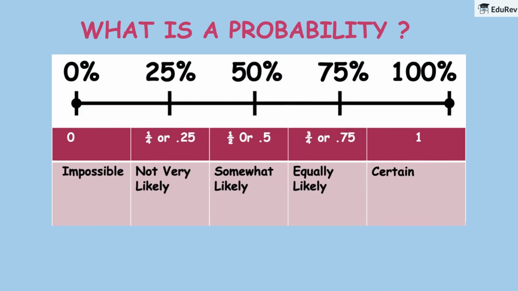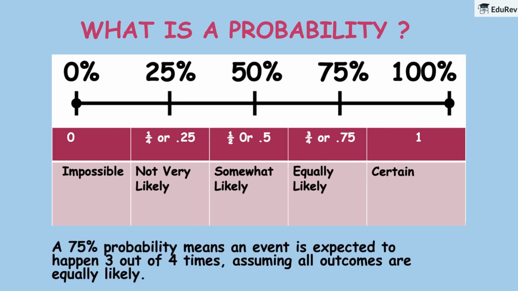Next, this chart describes the various possibilities. 0% denotes impossible, 25% stands for not much likely, 50% stands for somewhat likely, 75% denotes equally likely, and 100% denotes certain.